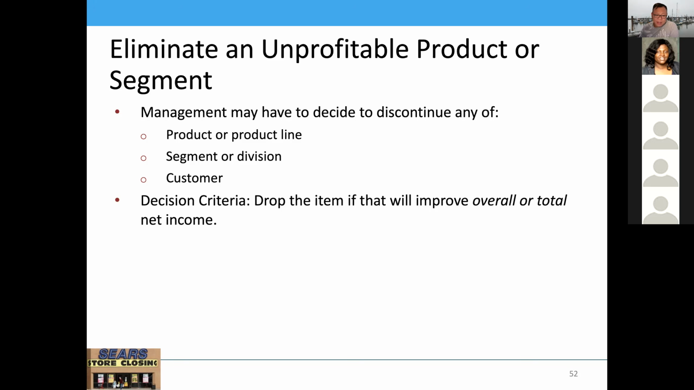So what's the criteria? Basically, if you compare the two alternatives, you go with the alternative with better income, if just from the financial perspective. And of course, we still have to consider non-financial factors. If you are better off overall to drop it, then you should discontinue, eliminate that option.